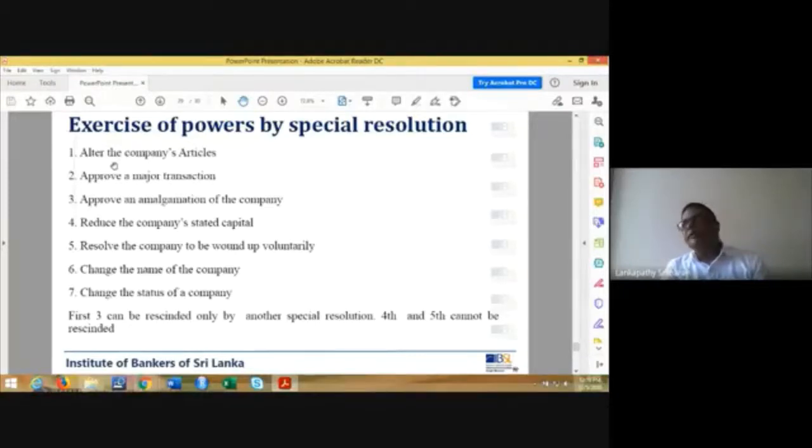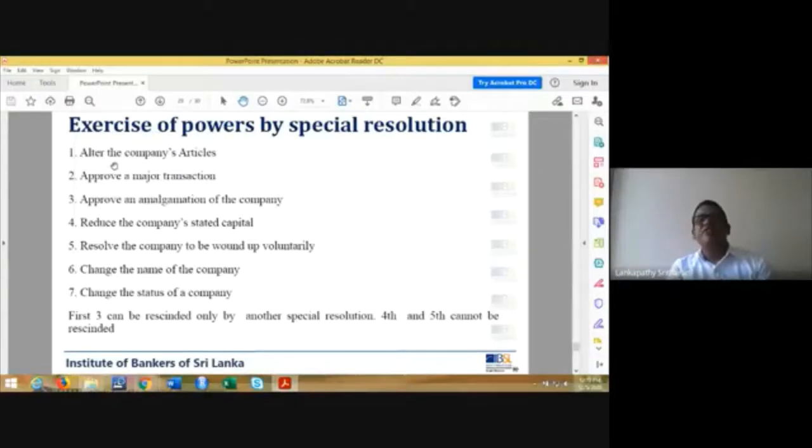For example, amalgamation of the company. That's also particularly given: approve an amalgamation of the company, then they have to go for a special resolution. Reduce the company's stated capital, they have to go for a special resolution. Resolve the company to be wound up voluntarily, then they have to go for a special resolution. Change the name of the company and change the status of the company. In all these circumstances, they have to go for a special resolution.